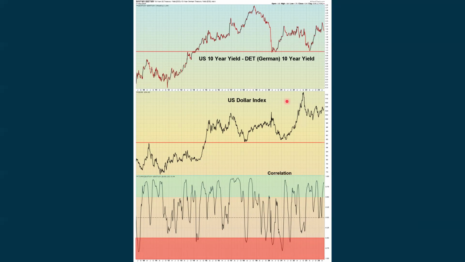We take the 10-year yield and subtract the German 10-year yield, and that gives us the result here. Since US rates are higher, we have an answer above zero. And then for some silly reason, we plot, well, that's not silly, but the logic behind this seems kind of silly. The US dollar index we plot down here, and then we look at the correlation between the top chart and the middle chart, and we can see that they're actually going in the same general direction right now.